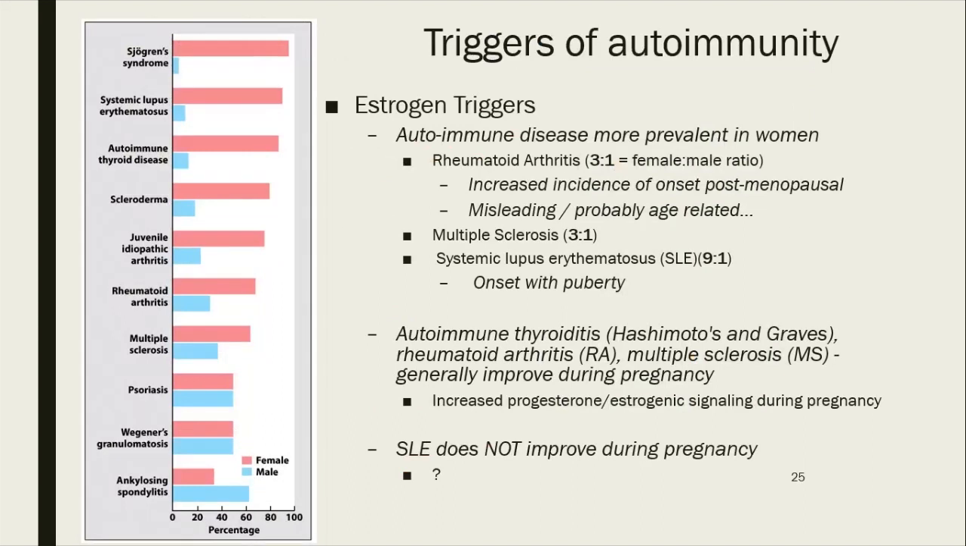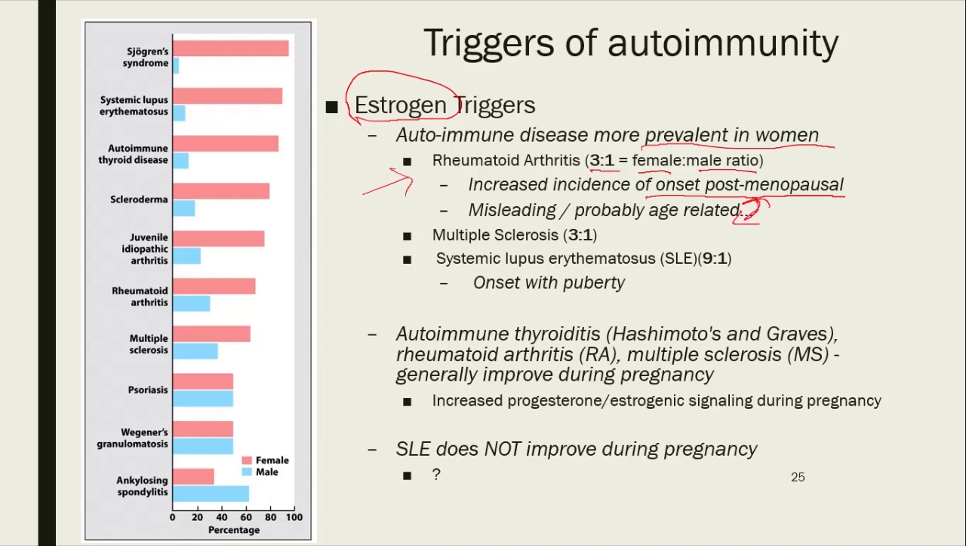Right, so there are also some gender differences between the populations having different types of autoimmune diseases, and that has been linked to the presence or absence of estrogens. It's been observed that autoimmune diseases are more prevalent in women. For example, in rheumatoid arthritis, there is about a 3-to-1 ratio affecting female versus male here, and there also seems to be an increased incidence of onset post-menopause. Now, it may be age-related. This causality has not been established very clearly.